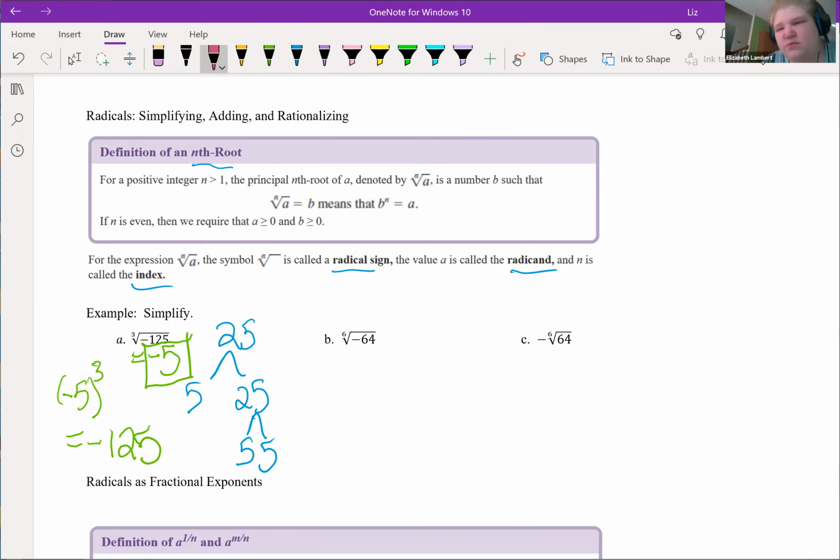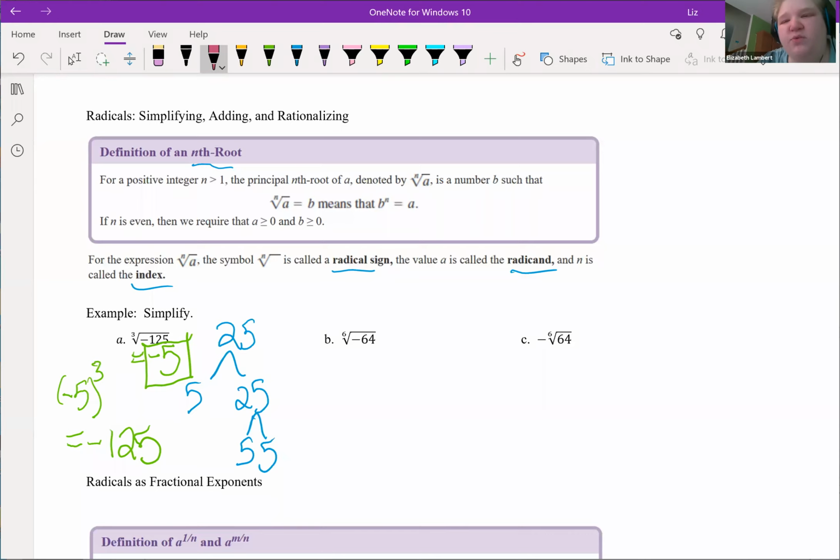For B though, more problematic. For A, I could cube root -125 because I can cube root a negative. The cube root of -1 is -1. But the fourth root of -1, not real. The square root of -1, not real. And if your brain goes, oh, that's the i thing, yes, we will get to that in a week or so. Not today and not on the midterm.